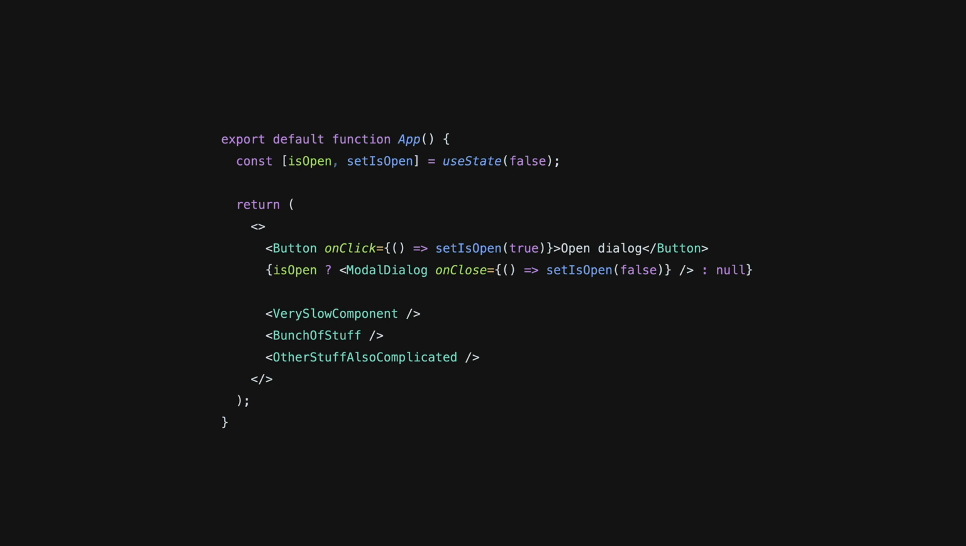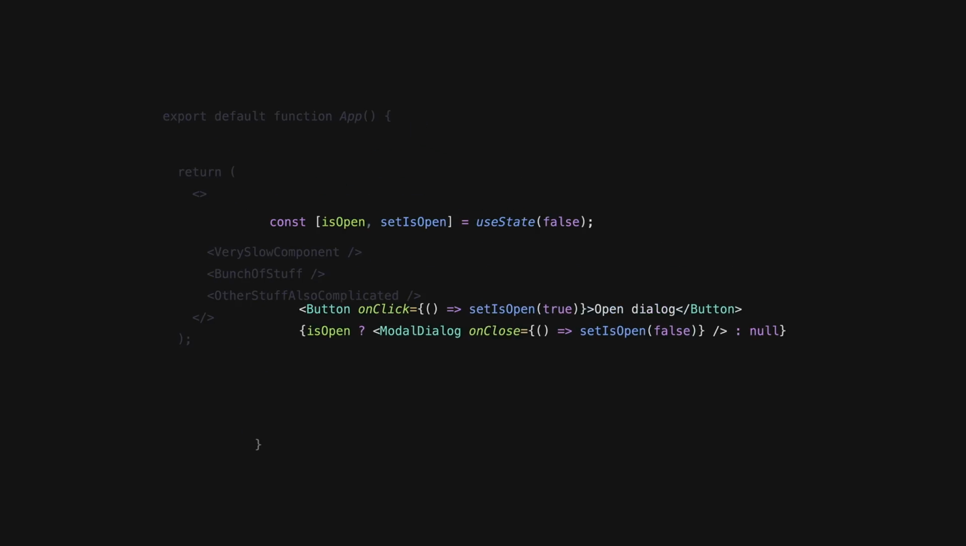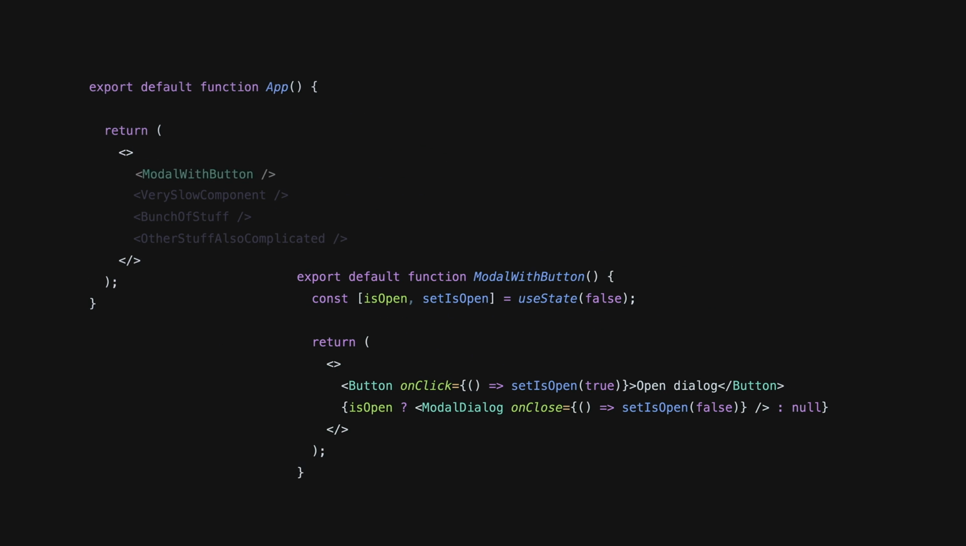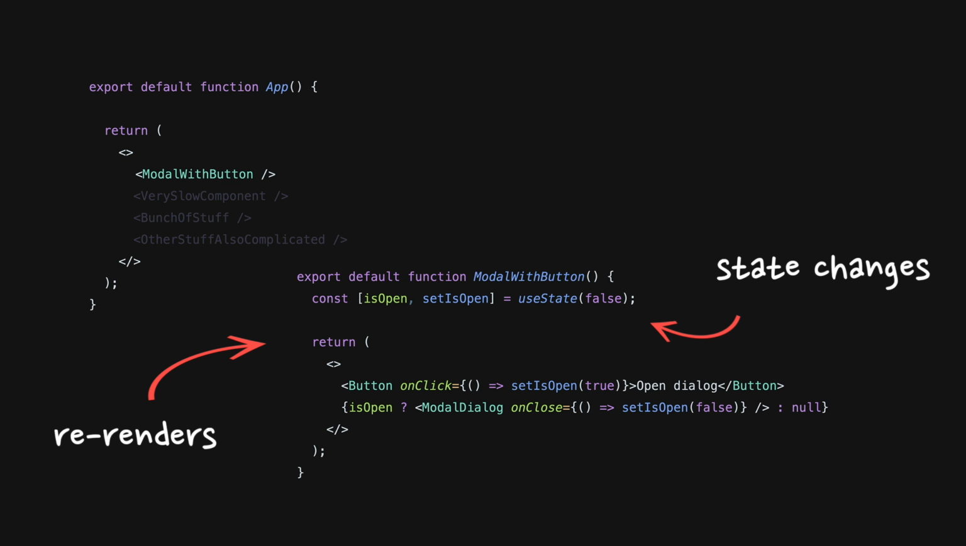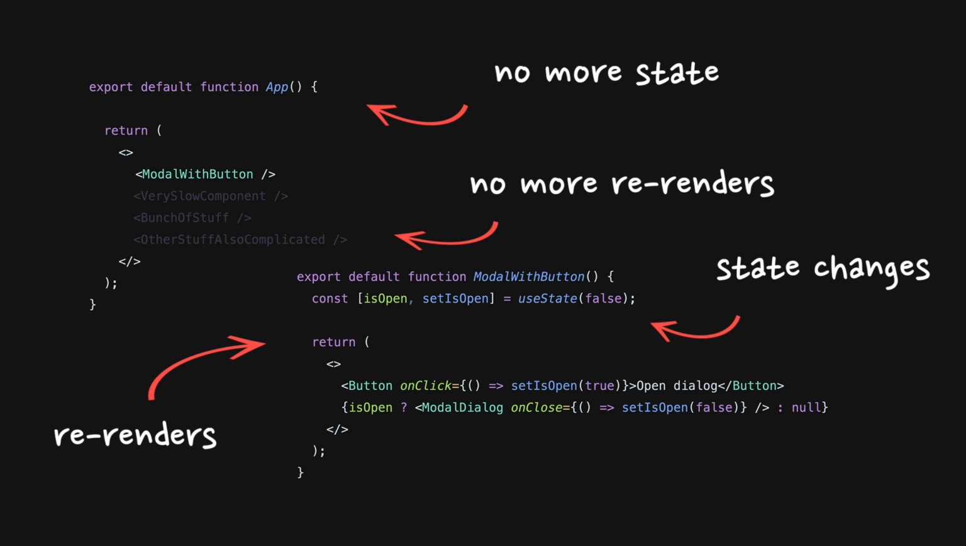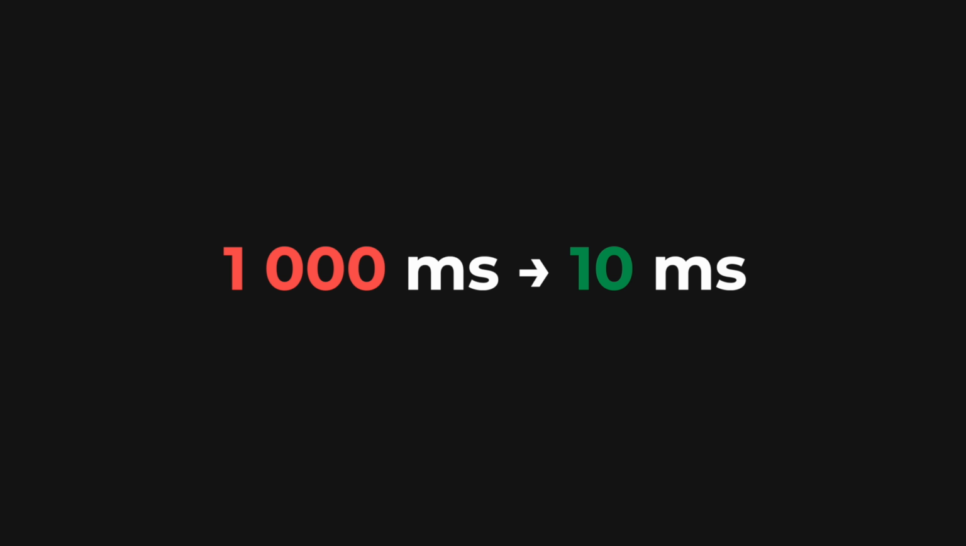In code, it looks like this. We take everything that uses our modal state and move it to a smaller component, and then just render that component where the previous code used to be. Now, the state update is still happening, but only in the smaller component. The one that renders only the button and the dialog is affected. The big parent component that renders all of our expensive components doesn't have state anymore and never re-renders. The modal dialog opens instantly now.